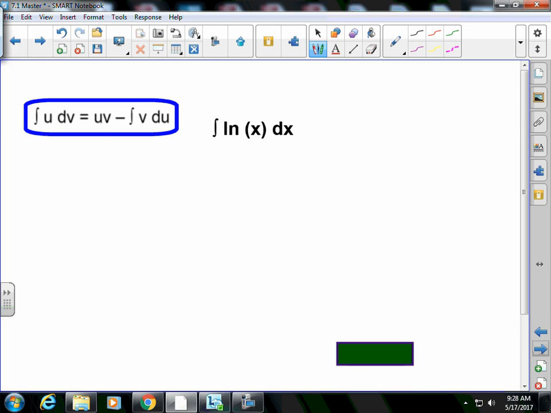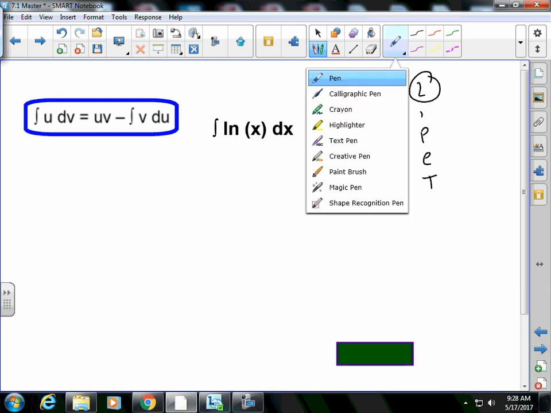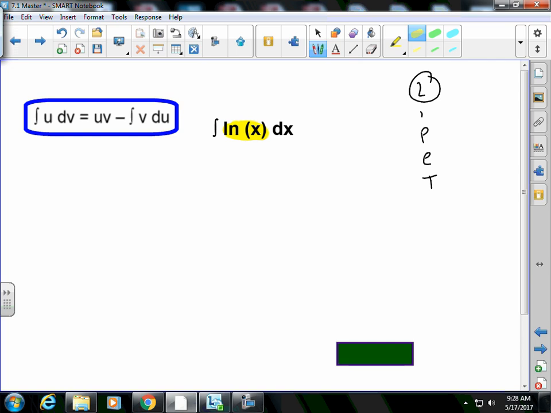Here's another one. I'm going to go to LIPET again, L-I-P-E-T. Do I have a log? Absolutely. So we're going to say this is my u, and that's my dv. So let u equal the natural log of x. du is equal to 1 over x dx. dv is just dx, so v has to be x.